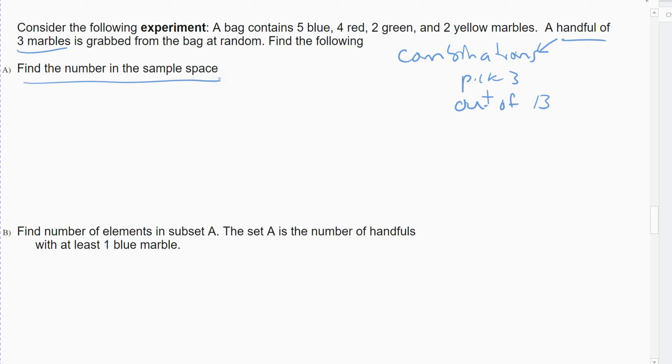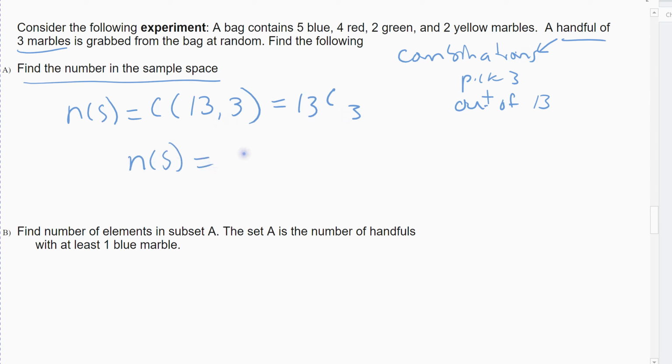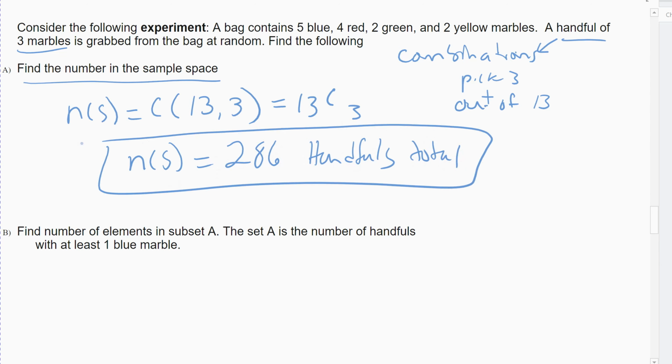Find the number in my sample space. I pick any 3, so it's a combination out of 13. I can pick any of the 13, so I pick 3 of the 13 for my handful. Again, you have to use the combinations key on the calculator. So 13 choose 3. The number of total handfuls is 286 handfuls total. Nothing new. Now the subset.